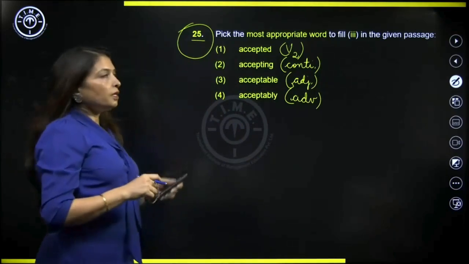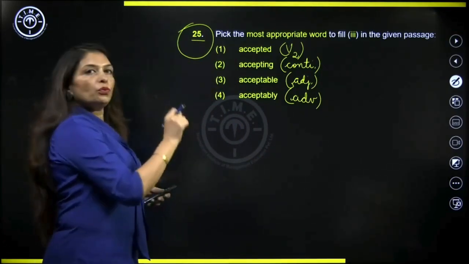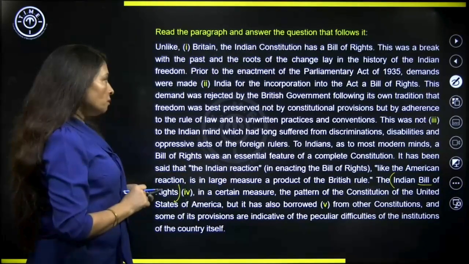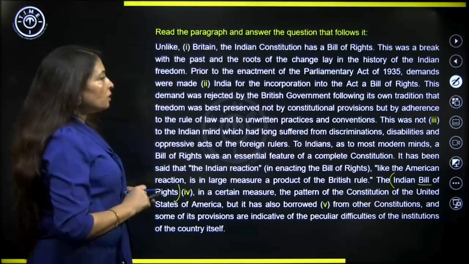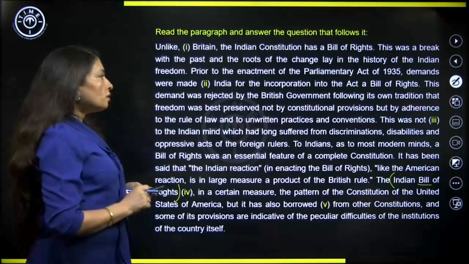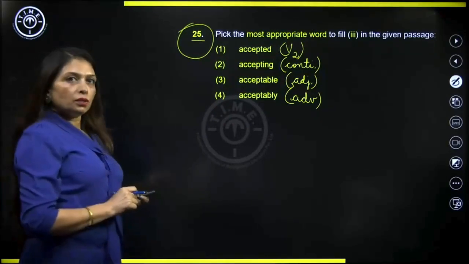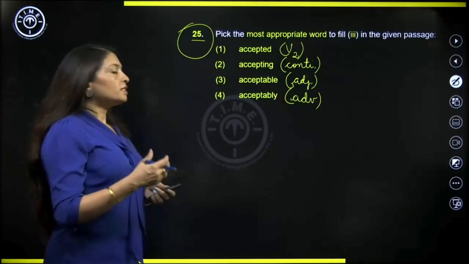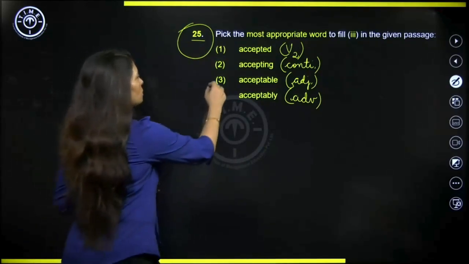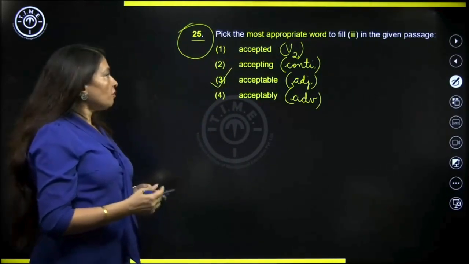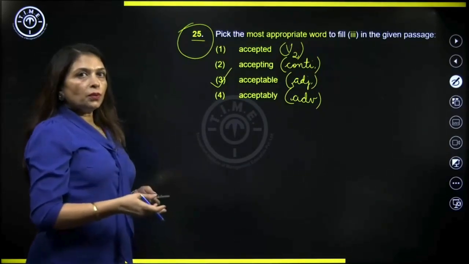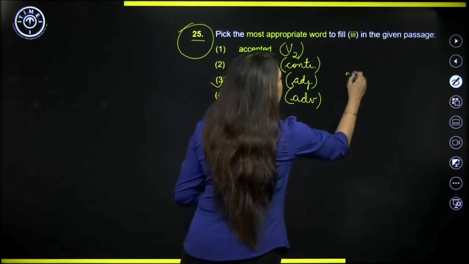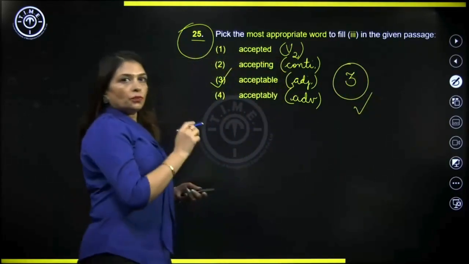Now, let's read the part in which this number is mentioned and then decide which among these do we need to insert there. So, we go to the part in which this figure 3 is mentioned. This was not dashed to the Indian mind. Can we say this was not accepted to the Indian mind? This was not accepting to the Indian mind, acceptable or acceptably. Well, this was not acceptable, which means they did not accept it, and we need an adjective here, not a verb, not a gerund or a participle, and certainly not an adverb. Okay, so 3 is what is suitable at that part.